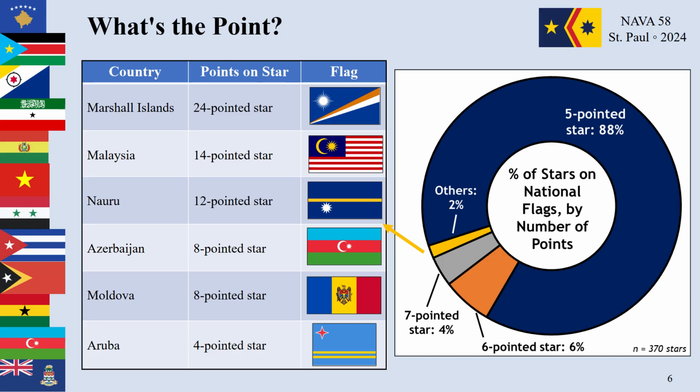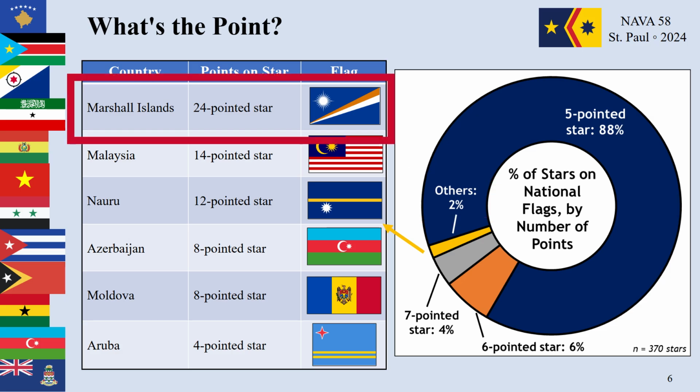I also looked at points on stars. Obviously we heard a lot about the number of points on a star in reference to the new flag of Minnesota. I examined all 370 stars on the 95 flags and found that 88% of all stars are 5-pointed stars, with only 12% representing the rest. Most importantly, only 2% of all stars are not 5, 6, or 7-pointed stars.